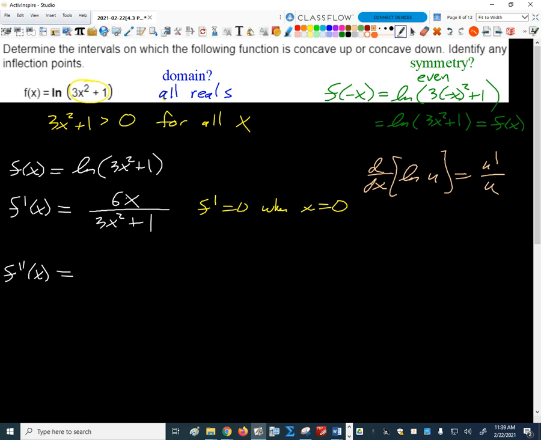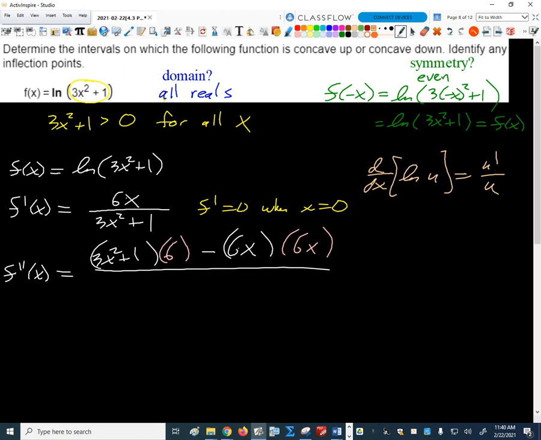So we've got quotient rule, right? So I've got low D high minus high D low, divided by low squared, and we'll have to finish this up next time.